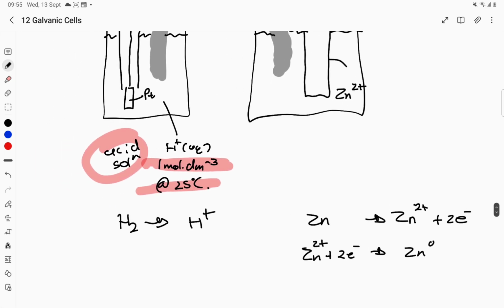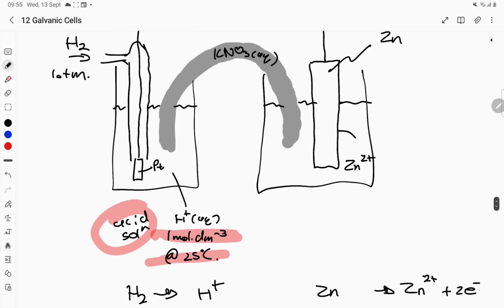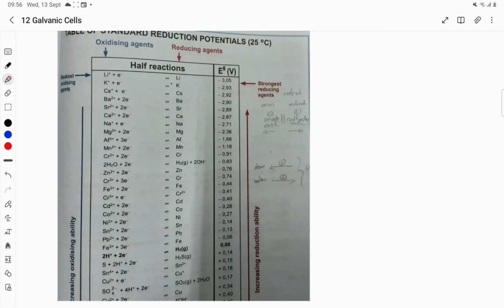So we use this table of standard reduction potentials at 25 degrees to decide which substance is being reduced or oxidized. So let's take a look. All right, so there's a pattern to this. It's pretty simple. The thing above, starting with, let's just say, whatever this is, if it's above the other one, it will go in that direction, and if there's something below it, it will go in that direction, starting on the left.